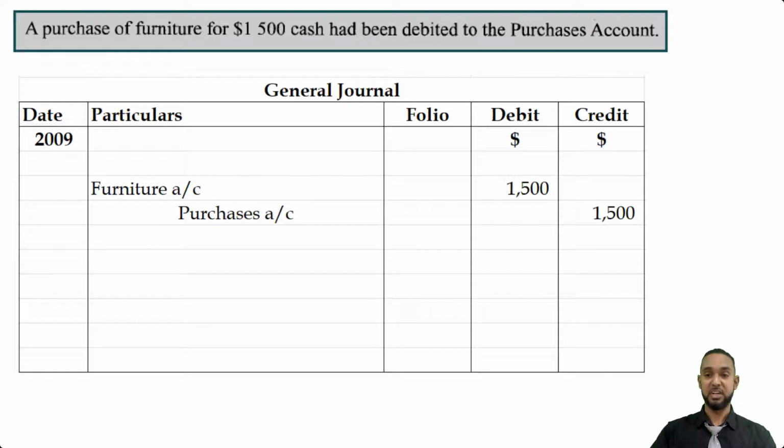And we're also going to credit purchases. Why are we crediting purchases? Because a debit was made to purchases that should not have been made. In order to erase it, delete it, or counterbalance it rather, you have to go on the opposite side of the account and enter the amount you want to get rid of. And of course, we'll put a little narration to correct an error of principle, right?